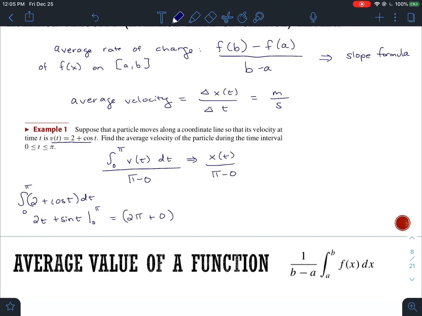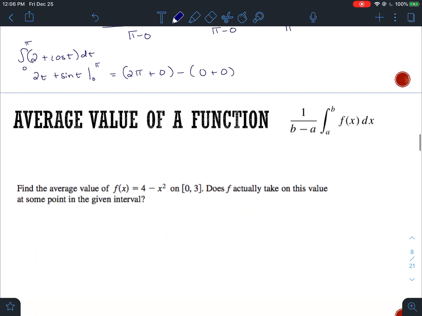So this will be 2 pi plus the sine at pi is 0, then minus 2 times 0 is 0 plus the sine at 0 is 0. So that's just going to be 2 pi. So the change in displacement is going to be 2 pi, and then over the change in time is pi. So the average velocity during that time interval is going to be 2. So again, units are going to be helpful on these problems. So if you want to find average velocity, the units on velocity are distance over time. So you need the change in displacement over the change in time for average velocity.